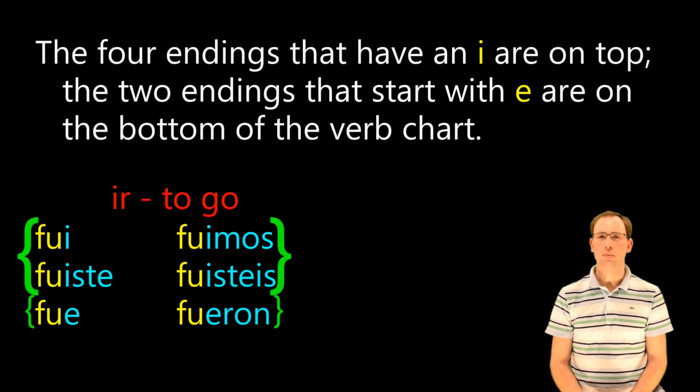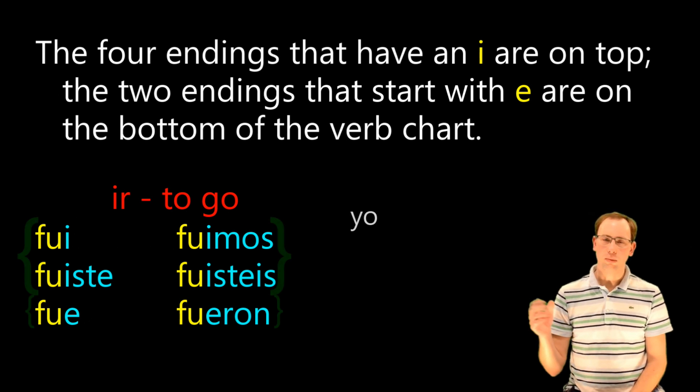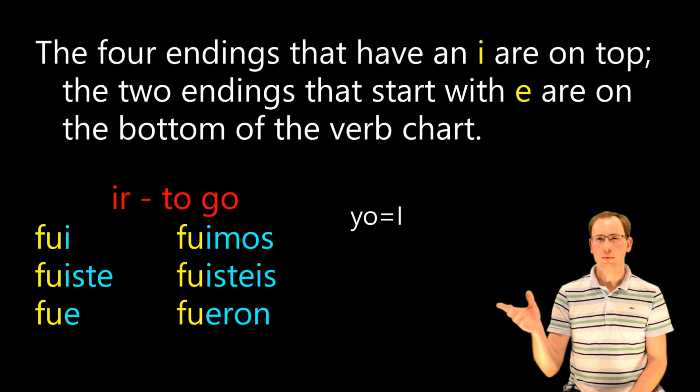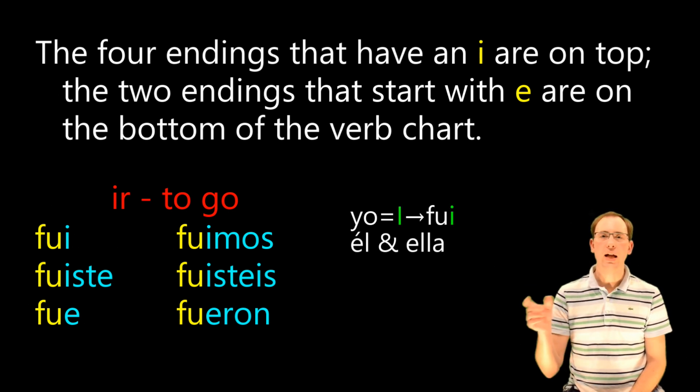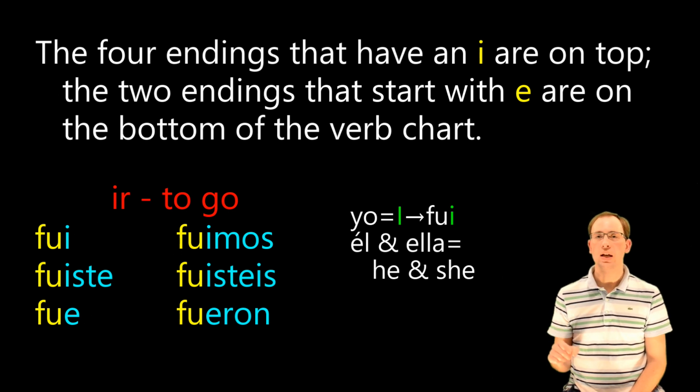Another thing that might help you remember this is that the word yo means I in English, and it's the yo form that has the I, fui. On the other hand, él and ella mean he and she, and it's the él, ella form that's fue with the letter E in the ending.